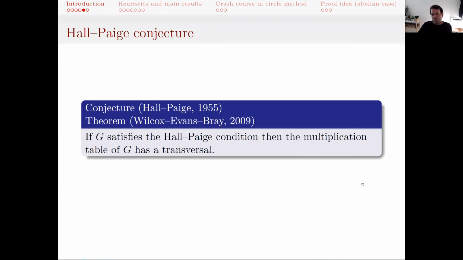Okay, so that was a conjecture by Hall and Paige, which claimed that this necessary condition is also a sufficient one. And now this is a theorem, which was finally proven more than 50 years later by Wilcox, Evans, and Bray.